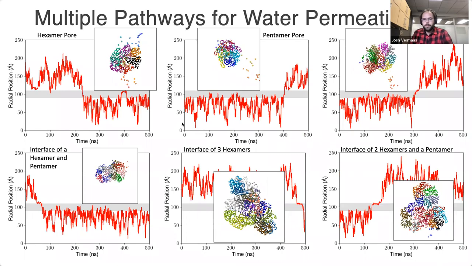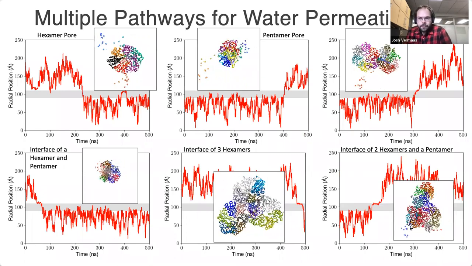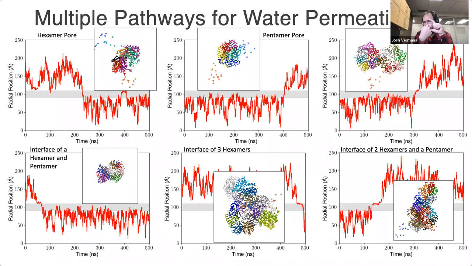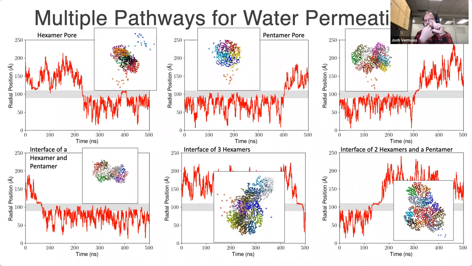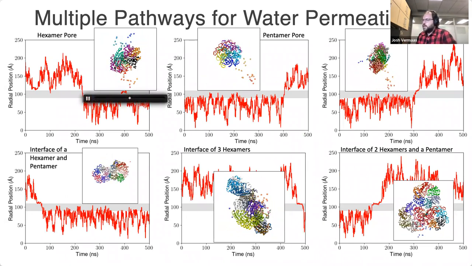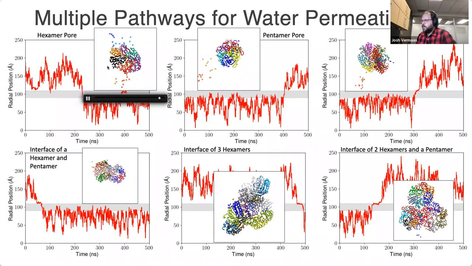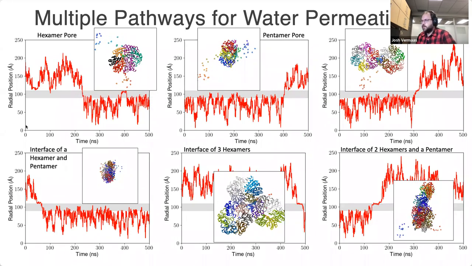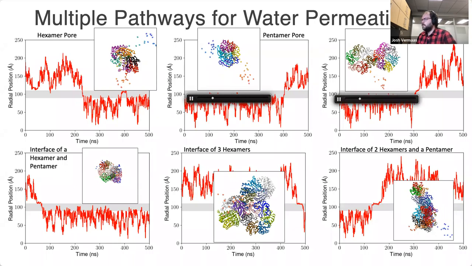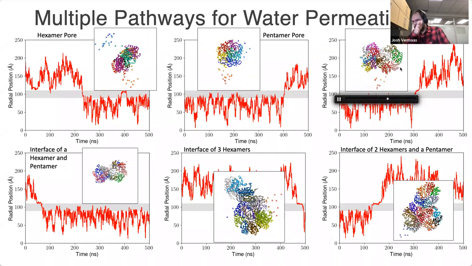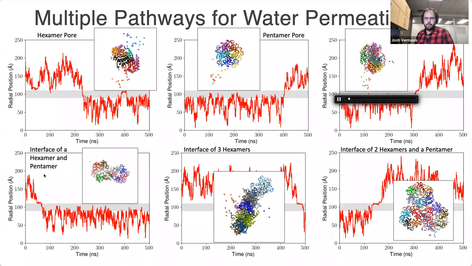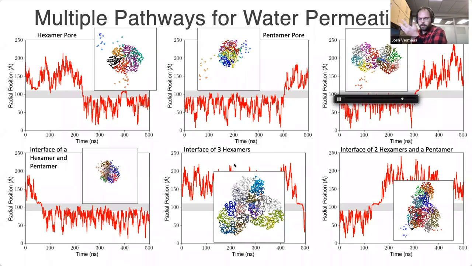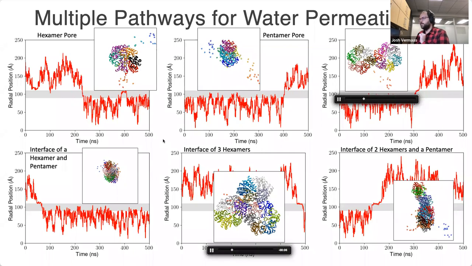One of the things that we noticed was, all right, we thought that all of these permeation events would happen through the center of these pores that are made inside the carboxysome. So if you take a hexamer, there's going to be a pore right through the middle. And sometimes it's true. The water molecules that we're tracking go through the center of this hexamer. Sometimes they'll go through the center of the pentamer, but sometimes they'll go in between two hexamers, or in between the interface of a hexamer and a pentamer, or between three hexamers, or they will take various different pathways from the inside to the outside of the carboxysome.